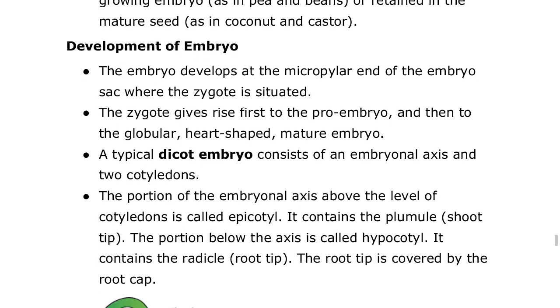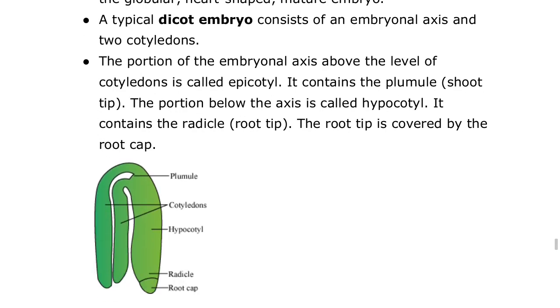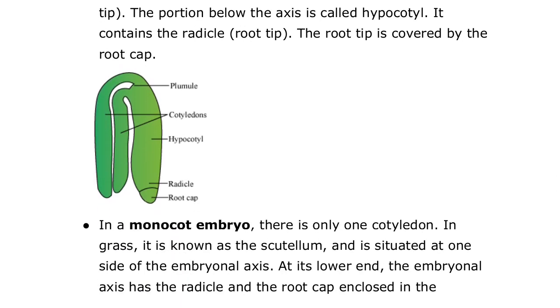Development of embryo. The embryo develops at the micropylar end of the embryo sac where the zygote is situated. The zygote gives rise first to the proembryo and then to the globular, heart-shaped mature embryo. A typical dicot embryo consists of an embryonal axis and two cotyledons. The portion of the embryonal axis above the level of cotyledons is called epicotyl. It contains the plumule, that is shoot tip. The portion below is called hypocotyl. It contains radicle, that is root tip. The root tip is covered by root cap. See the structure of embryo.